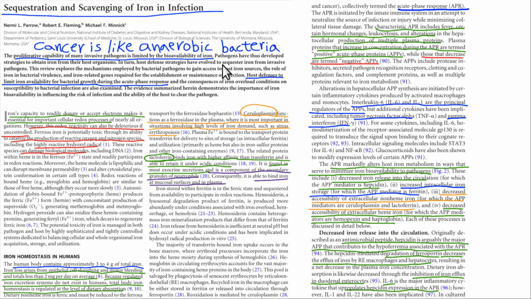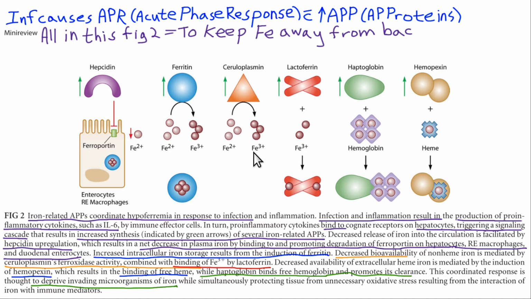Cancer is like an aerobic bacteria. When there's an infection, an acute inflammatory phase, the liver releases acute phase reactants, these acute phase proteins, to help protect the body from the acute event. And a lot of them are specifically designed to sequester iron or reduce the body's absorption of iron. So it's going to release hepcidin. We talked about that. It shuts the ferroportin door on iron absorption from the gut.